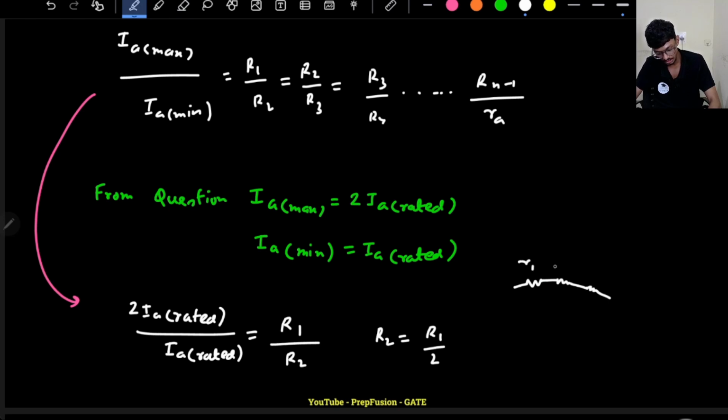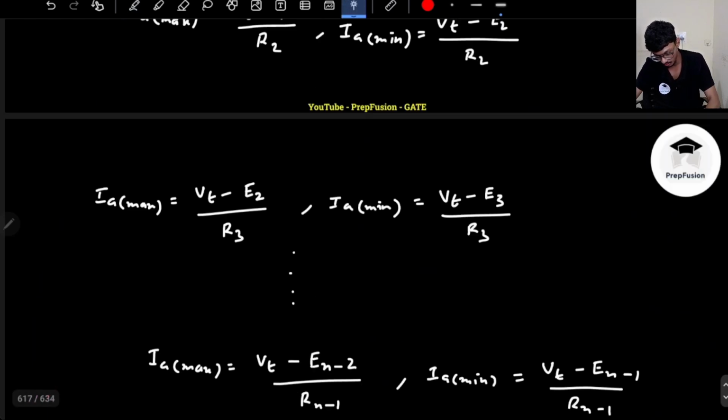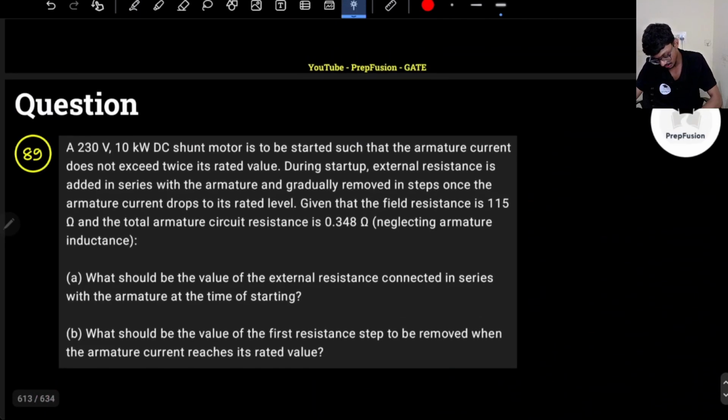Okay, this is R1, R2, R3. So this whole was R1. Now as I am in this position, this whole is R2, right? So R1 is the amount of resistance that I need to cut off. That is what they are asking, right? They are asking what should be the value of the first resistance in the step to be removed.